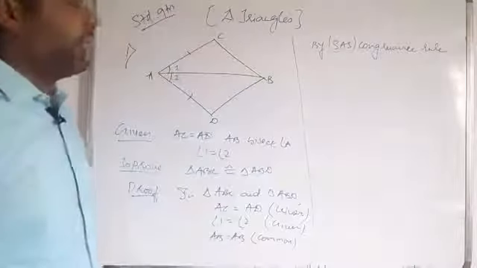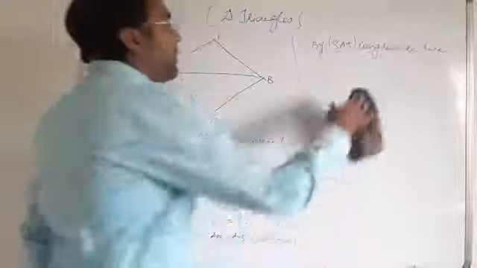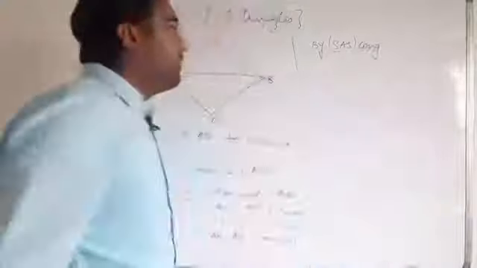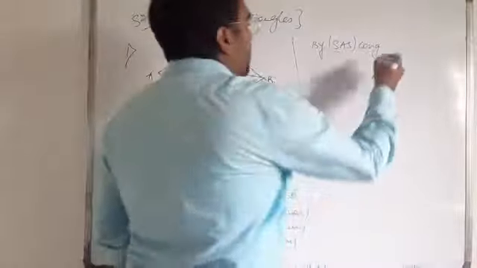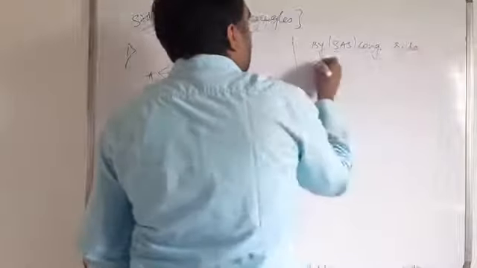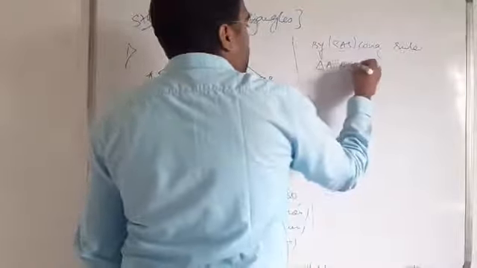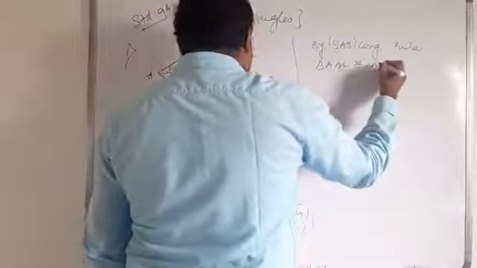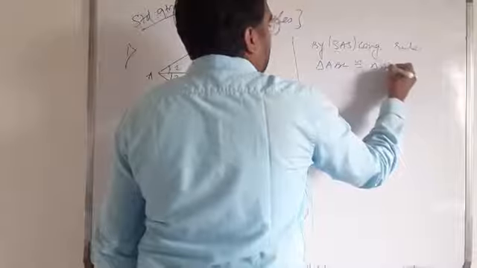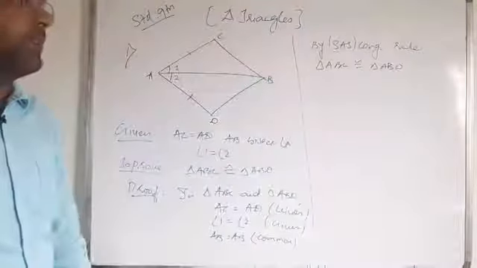I'll write only CONG with the full stop. By side angle side congruency rule, triangle ABC is congruent to triangle ABD. We have to say that triangle ABC is congruent to triangle ABD.